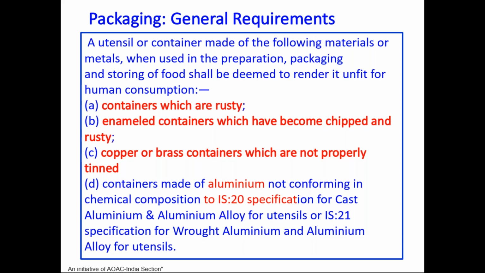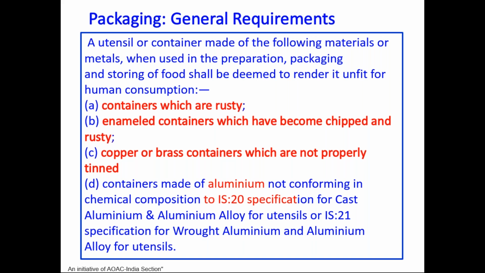If it is a brass or a copper container, and we see rusting and the formation of blue copper sulfate, it indicates that these containers have not been tinned properly, so it will be considered unsafe. For containers made of aluminium, the aluminium used must meet the IS specification 20 for cast aluminium and aluminium alloy.